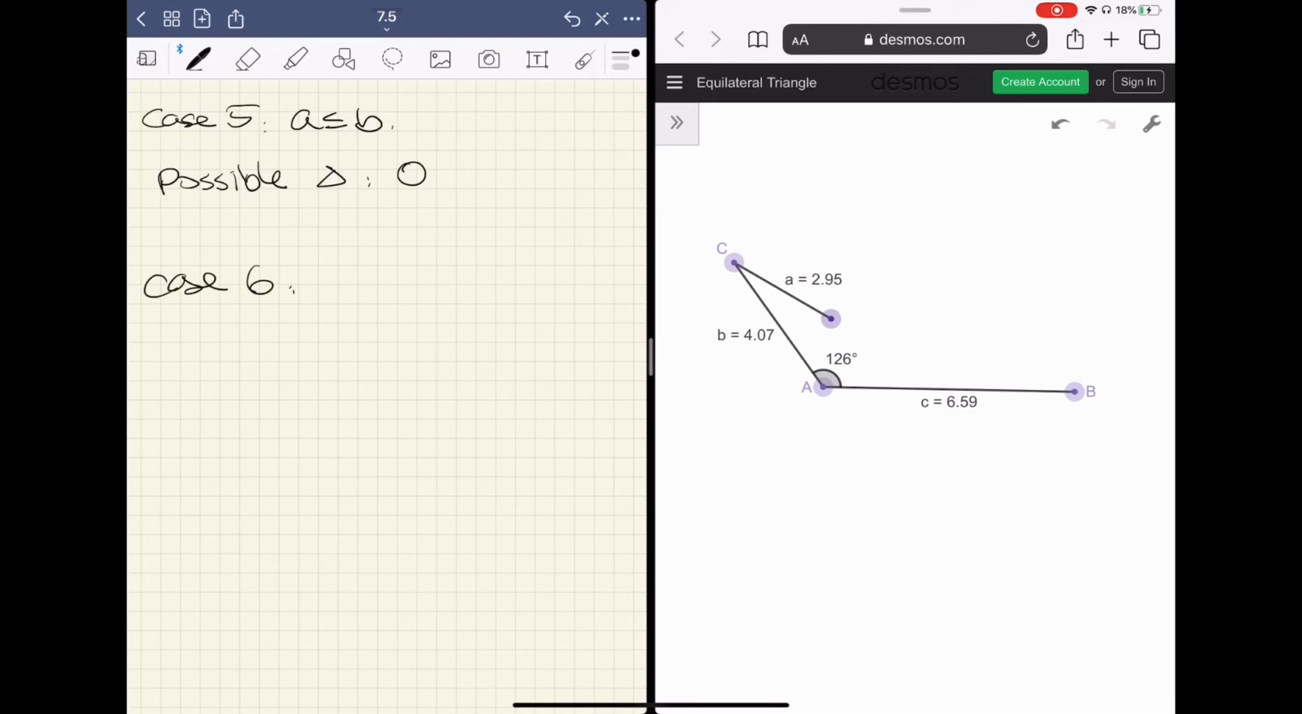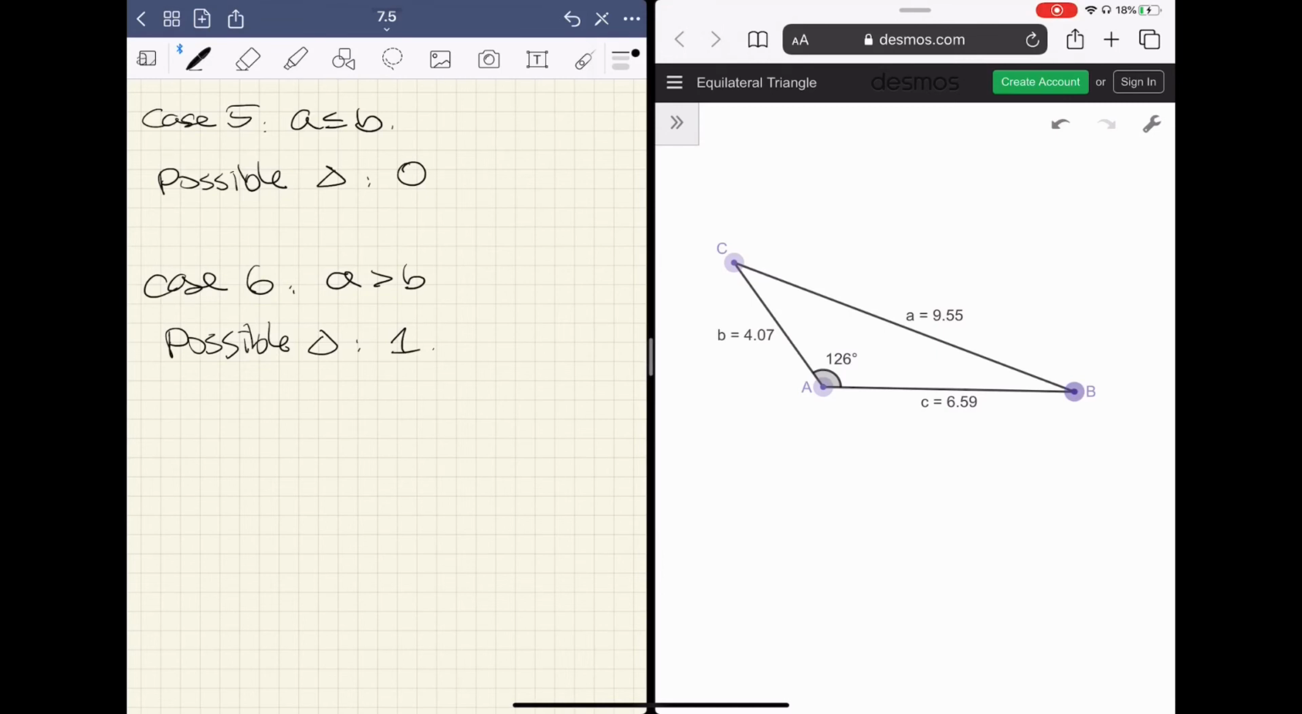Okay, what about case 6? Case 6 is when A is greater than B. When A is greater than B, then we will have one triangle. You can't go to the other side. You can only go this side because your angle is open this way. Okay, so we'll have one triangle. Possible triangles, 1.